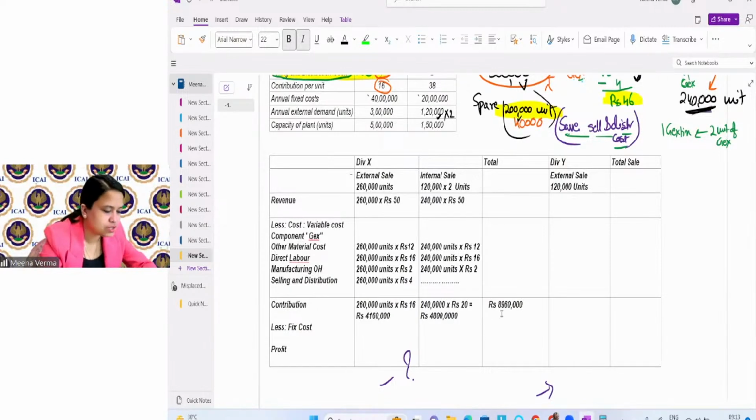And the fixed cost is what? Total fixed cost is this 40,000. You can see 40 lakh.